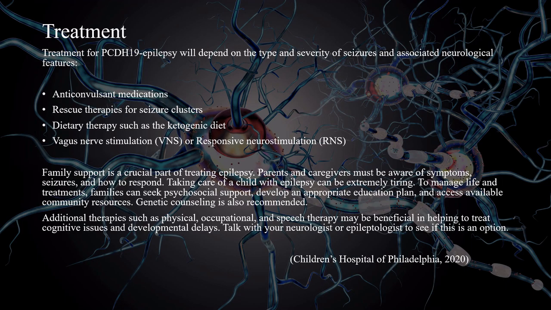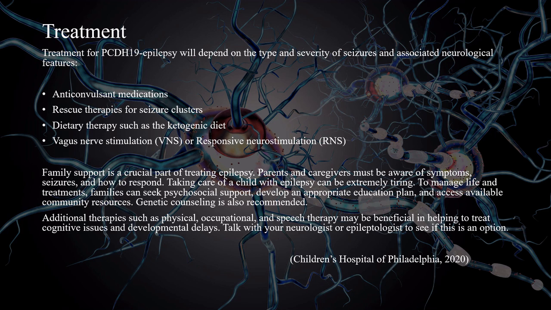Treatment for PCDH19 epilepsy will depend on the type and severity of seizures and associated neurological features. Options include anticonvulsant medications, rescue therapies for seizure clusters, dietary therapies such as the ketogenic diet, vagus nerve stimulation, or responsive neurostimulation.